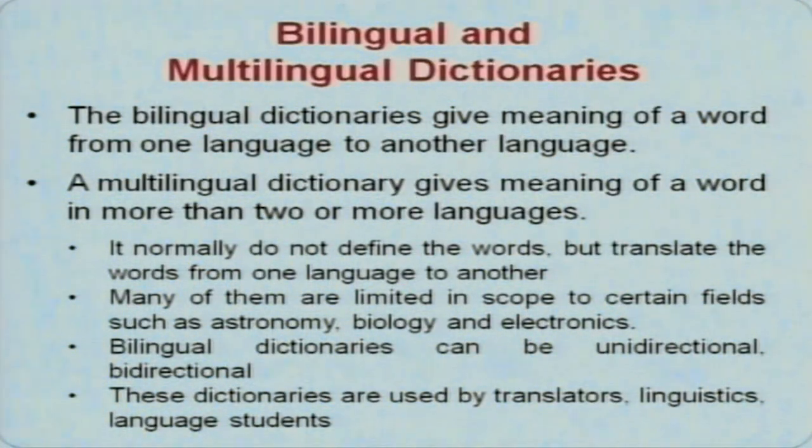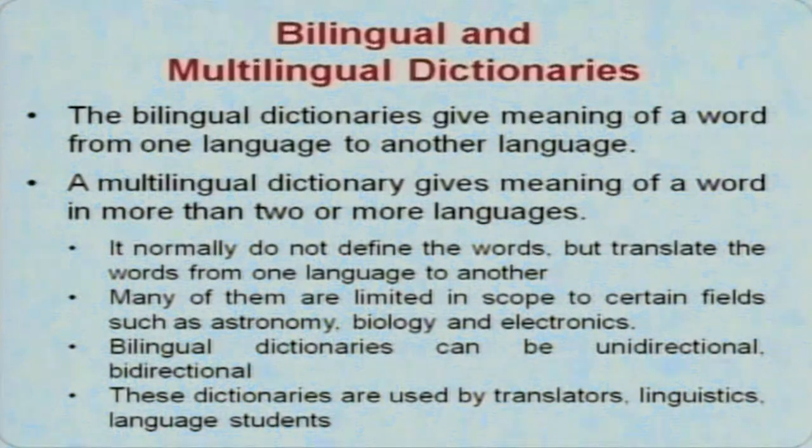A multilingual dictionary gives the meaning of a word in more than one language, which could mean multiple languages. So it normally does not define any words. However, it translates the words into some other languages along with some basic definition. Many of them are limited in scope because translations of all the words are either not available or not included in the dictionary. Some examples of this type of translation documents you will find in astronomy, biology, electronics, social science and many other fields.